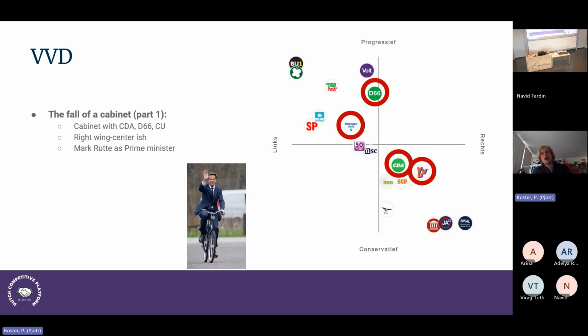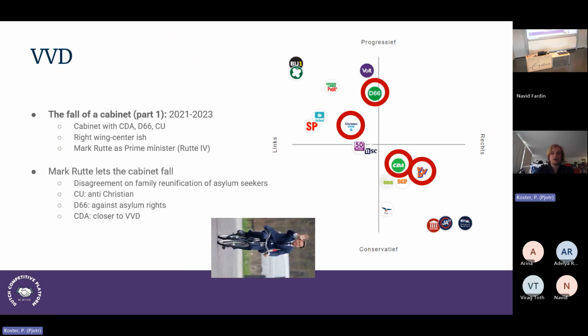So now I'm going to explain to you the first fall of the cabinet. What basically happened, this was not the cabinet that we're talking about, but a different fall that happened in 2021. So basically you had a cabinet consisting of other right-wing and somewhat center parties. This would be the CDA, CU, which is the Christian party, and then D66. So you see these are more center than right-wing parties. And basically you had Mark Rutte as prime minister. So the cabinet fell.